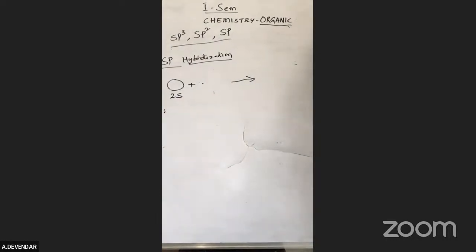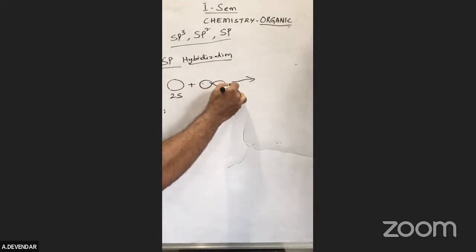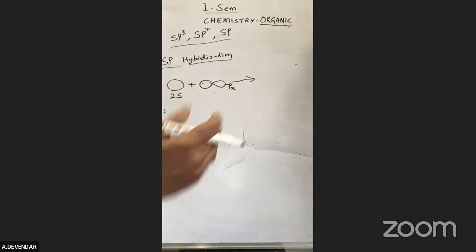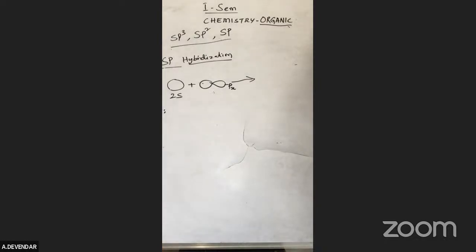Okay, in sp hybridization, one spherical shaped s orbital and only one dumbbell shaped p orbital are used. So 1 plus 1, how many do you get? 2 sp hybrid orbitals are present. One spherical s orbital and one dumbbell p orbital mix with each other to form 2 sp hybrid orbitals. This phenomenon is called sp hybridization.